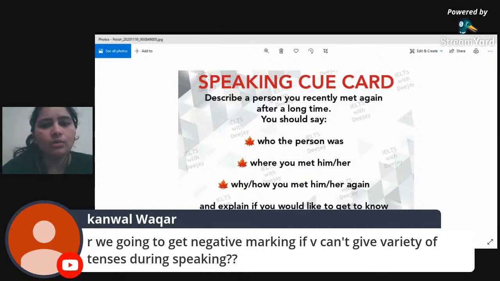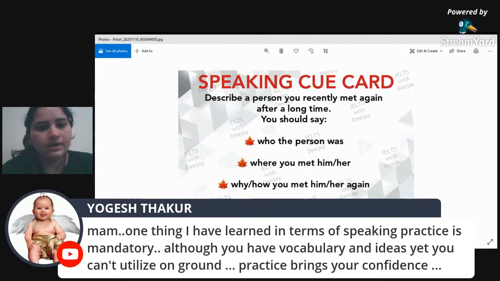Because this is how you can let the examiner know that you know all these things, and that is the time to let the examiner know what things you are aware of and how you can include all the tenses that you know in your speaking. So this is a good thing, it's a positive thing if you do. Yes, this is the best thing when you are doing speaking.